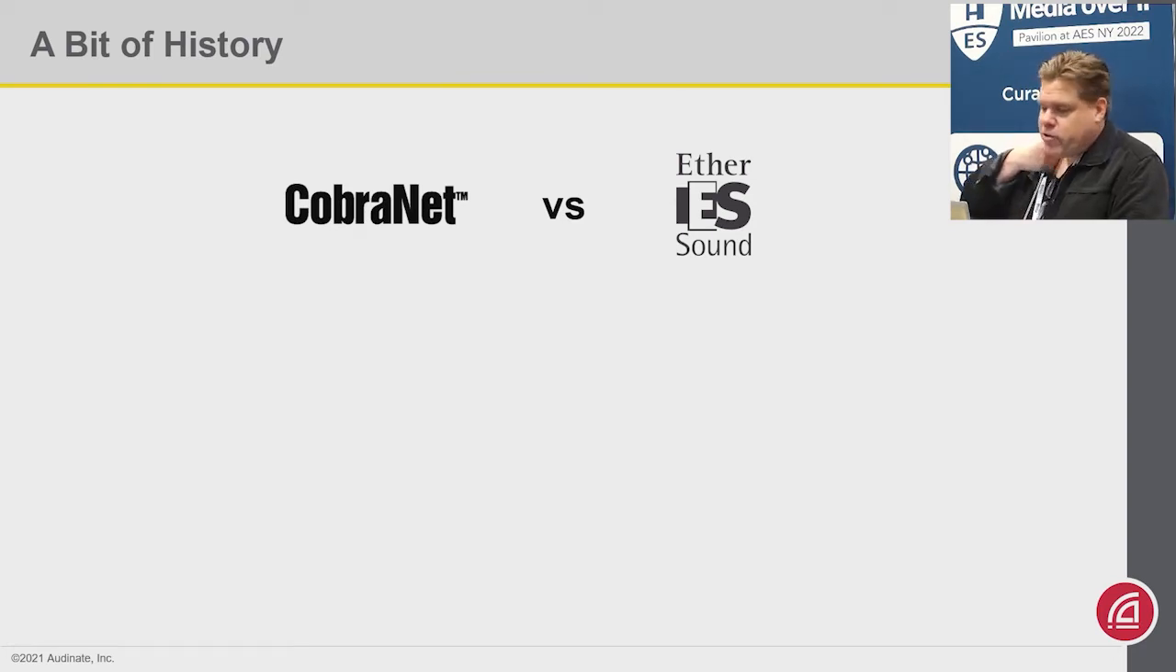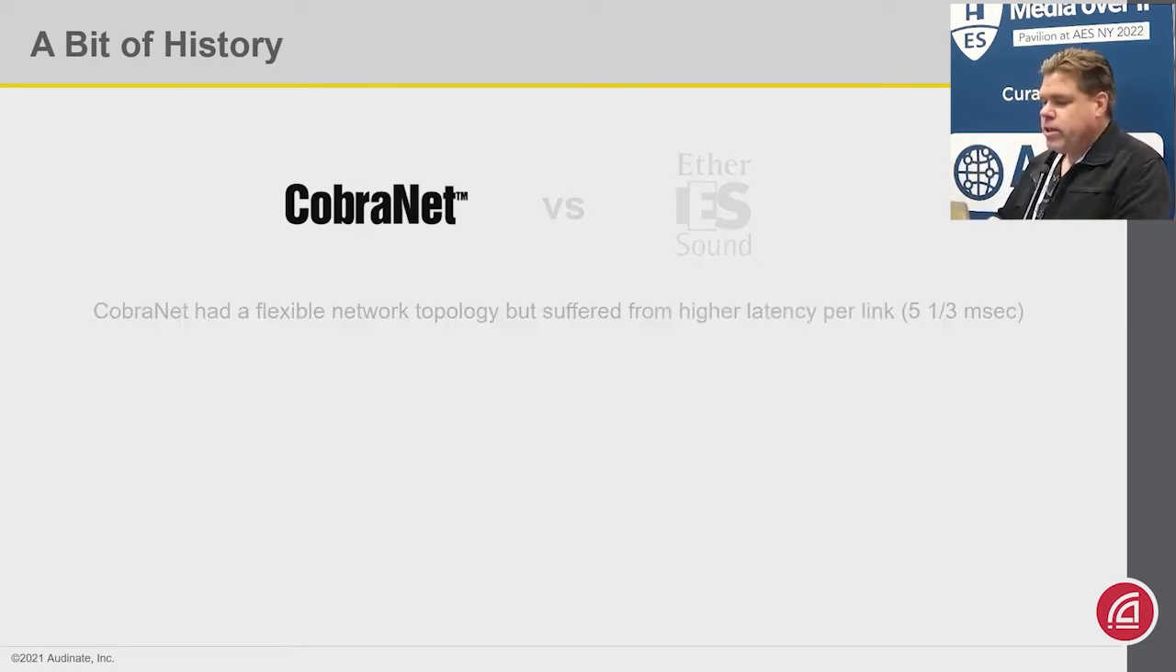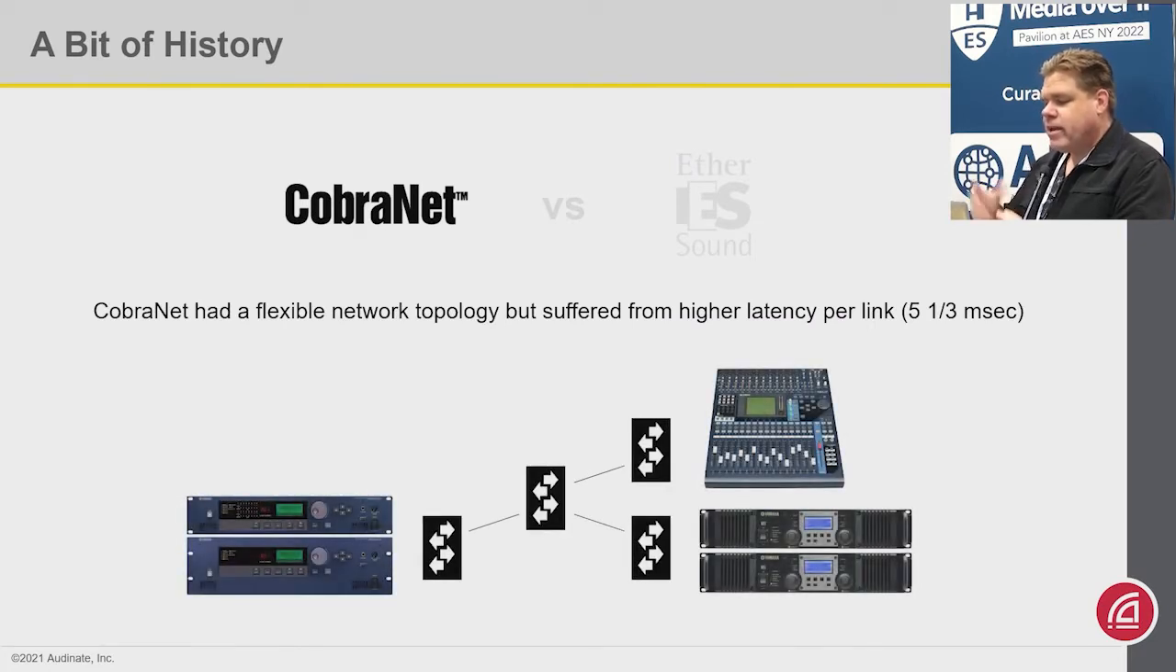Some of you may have seen me talk about this before, but 20 years ago, you'd probably remember the battles between CobraNet and EtherSound. But really, if you start thinking about it, CobraNet had a network design where you could use standard switches just like we do today. Their problem was high latency. When it first came out, it was 5 1/3 milliseconds per link. Now that was all working on 100 megabit networks. There's all sorts of reasons for it.